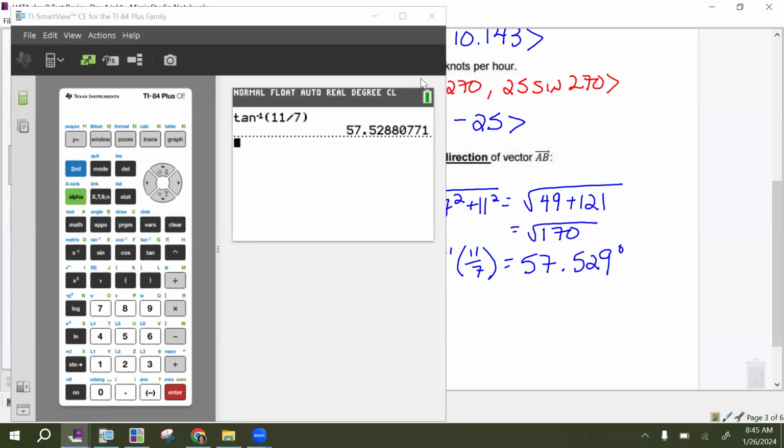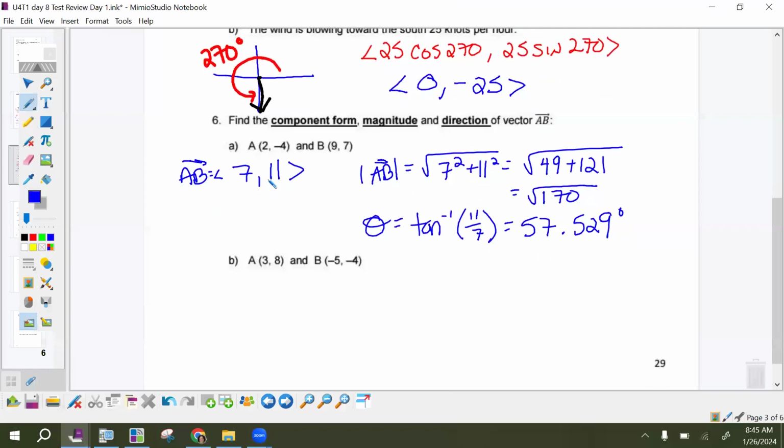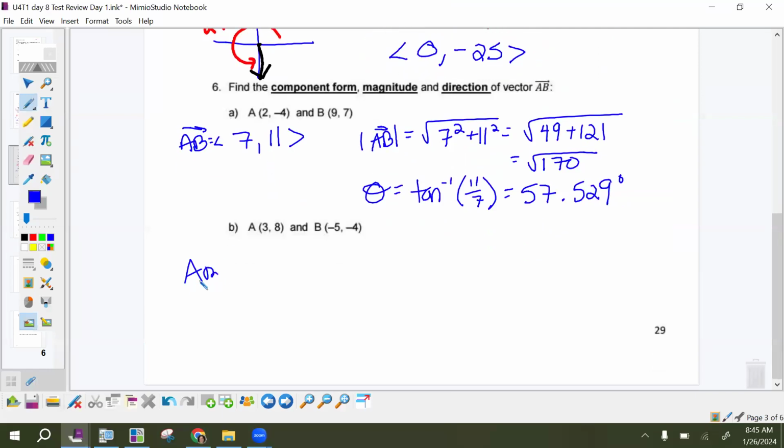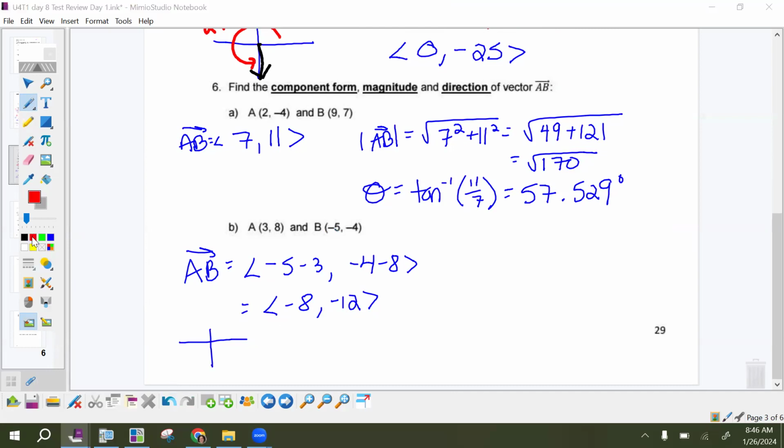And then from here, I'll do that again for part B. There's more negatives this time. All right, that's -8, -12. Oh, this one, this is our first quadrant 3 angle. So -8 left, -12 down. Well, let's first do the magnitude. 8 squared plus 12 squared.